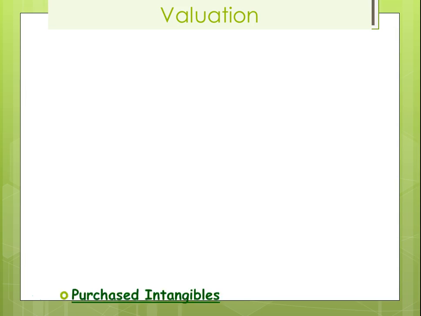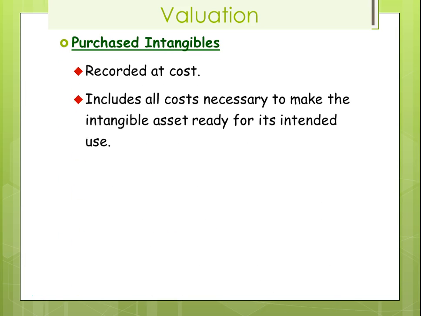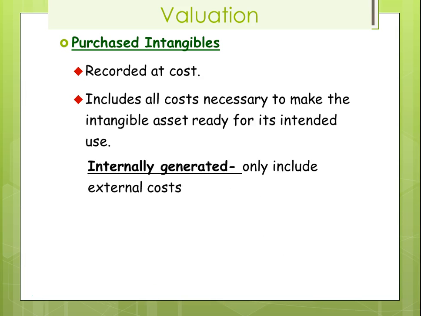Valuation. Purchased intangibles we record at cost and includes all costs necessary to make the intangible asset ready for its intended use. Internally generated only include external costs. So if you have costs for accounting or legal services or patent services, but you can't include your in-house development costs.